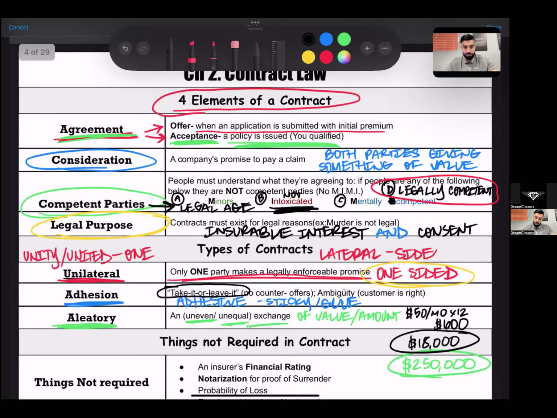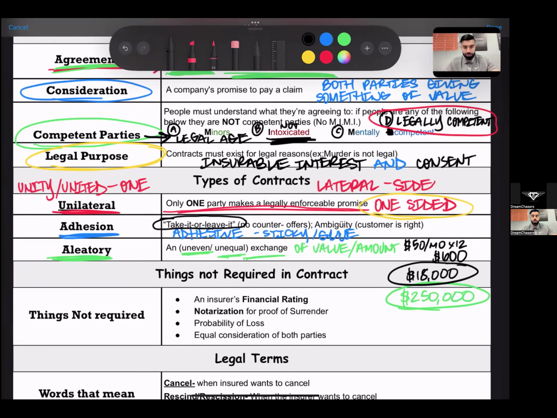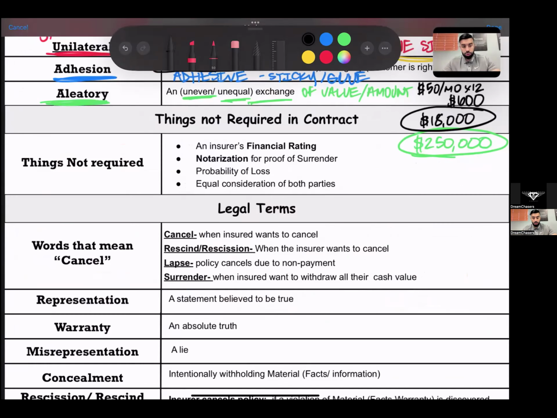Continuing on are things not required in a contract. So these next couple of things are not required in the contract, meaning it does not have to be written in the policy. The two most important ones: number one, the insurer's financial rating will not be listed in the contract. It will not be listed on the policy.